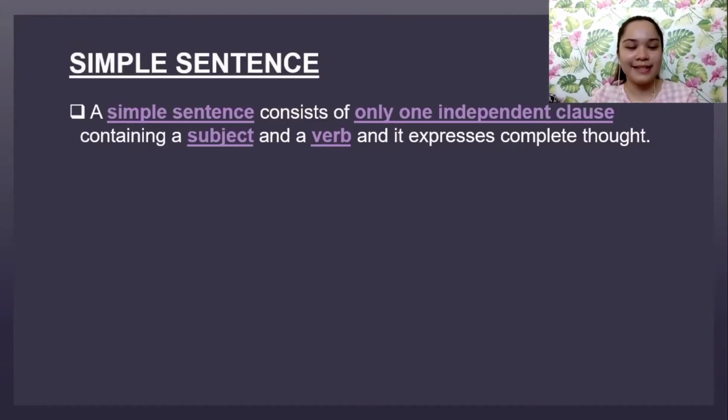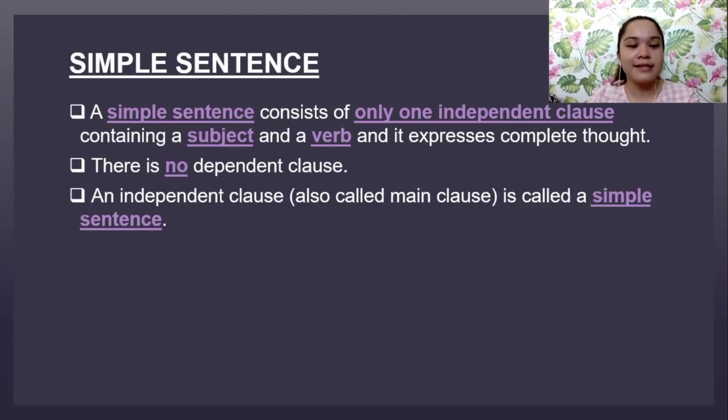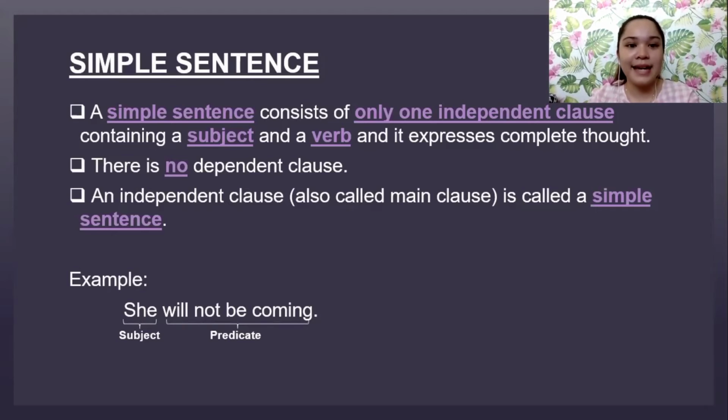First, let's talk about simple sentence. A simple sentence consists of only one independent clause containing a subject and a verb, and it expresses a complete thought. There is no dependent clause in a simple sentence. An independent clause, also called a main clause, is called a simple sentence. So I have here an example. She will not be coming. This example has a subject and predicate. But the question is, what is the verb? In this example, the verb is coming. We all know that a verb is an action word. So coming is a verb since it is an action word. So this is an example of a simple sentence.